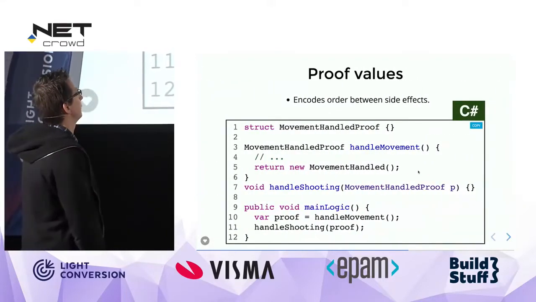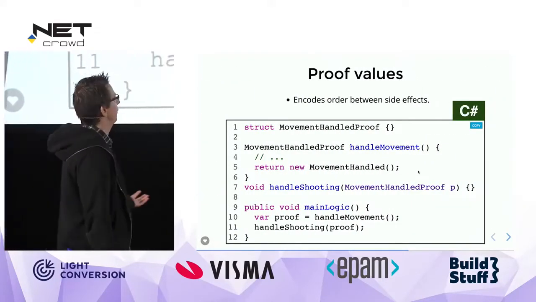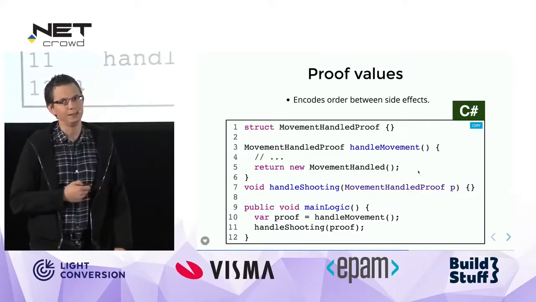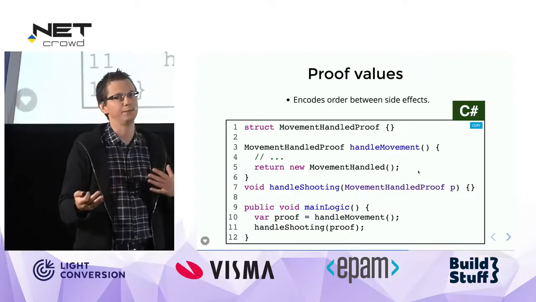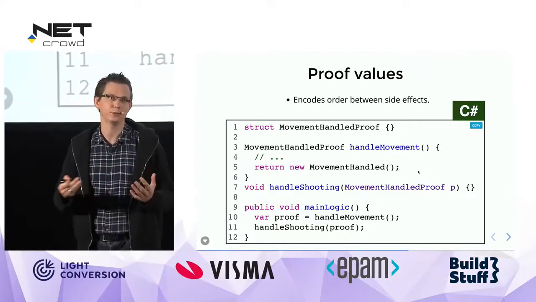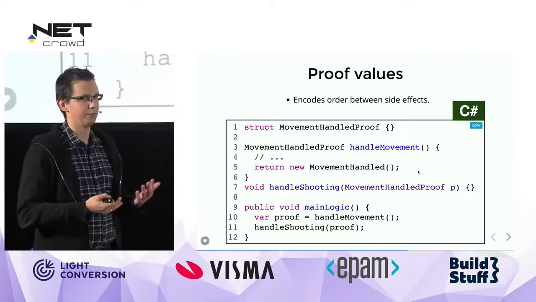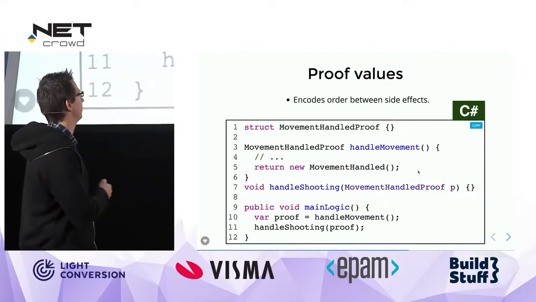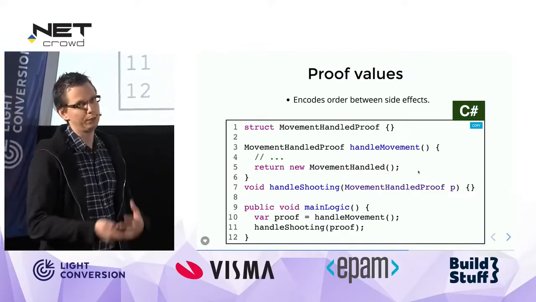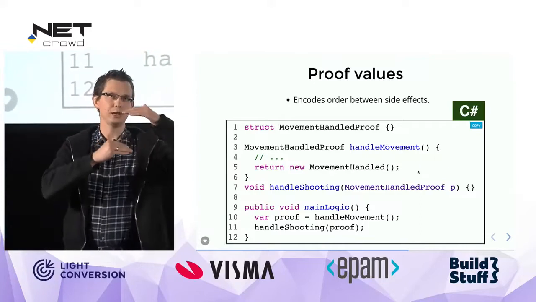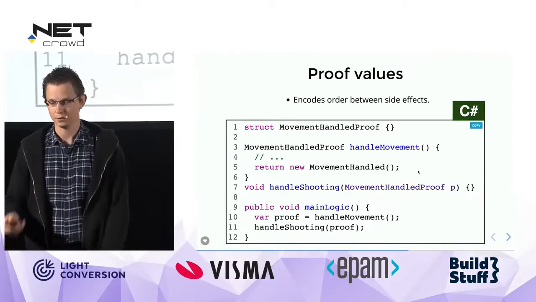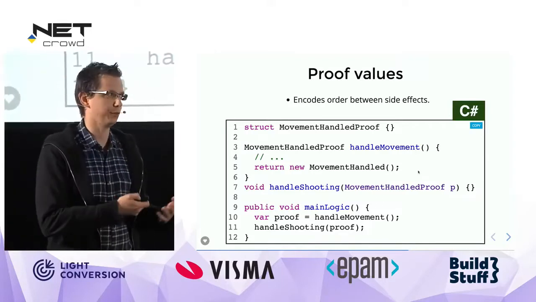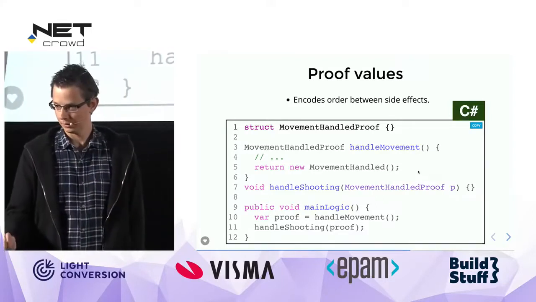Proof values. This is also another very simple idea, but a very useful one. Sometimes we do have side effects, and functions that do not really do anything except side effects. They do not compute anything. And if you change the order of two lines, everything will break. So how do we make sure the compiler can help us with this?